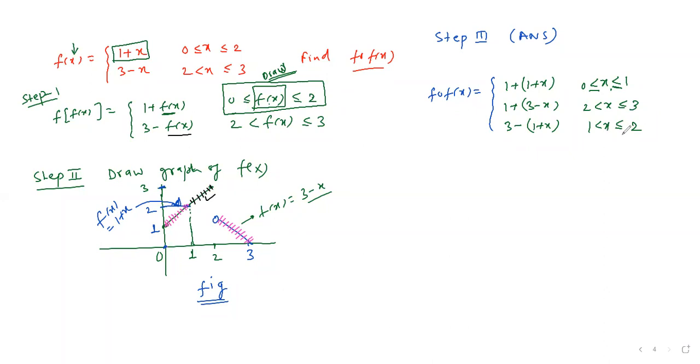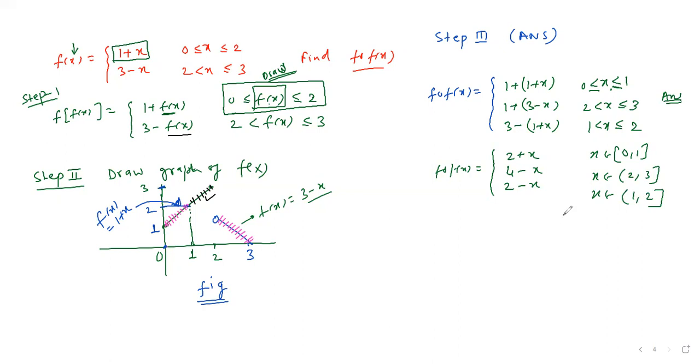X greater than 1, less than or equal to 2. Answer. If you want to simplify this, this will be nothing but f(x) is equal to, what is this? 2 plus x. 4 minus x. What do you get from this place? 2 minus x. x belongs to 0 to 1. x belongs to open 2 to close 3. x belongs to open 1 to close 2. Answer. Guys, have you understood this? This is very easy actually.